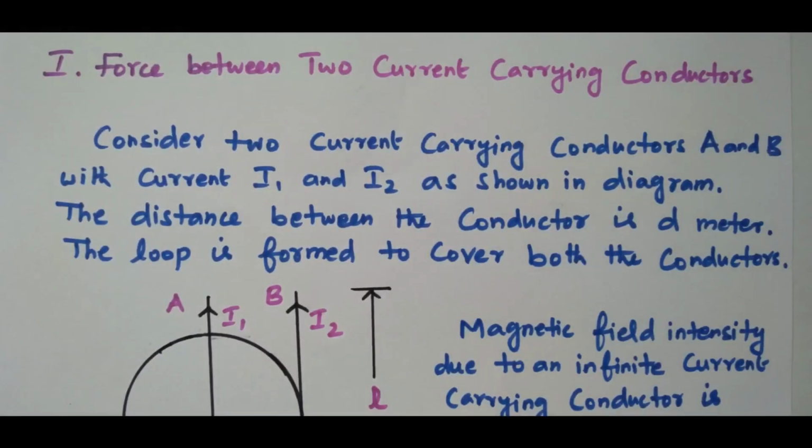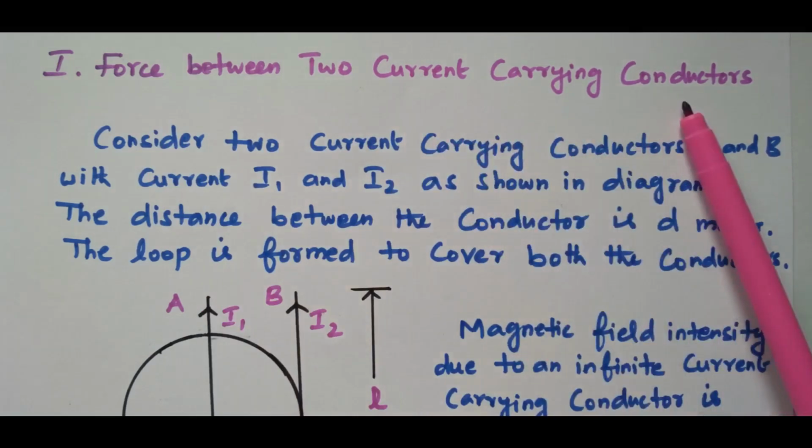Welcome viewers. In this video we will see the force between two current carrying conductors, force between current loops, and torque on the closed circuit. These three derivations we will see today. So the first one is the force between two current carrying conductors. There are two current carrying conductors available. In between, what is the force available?